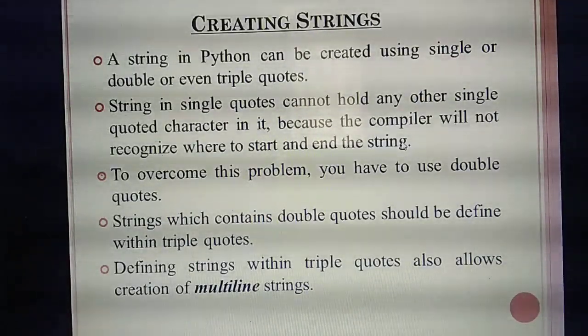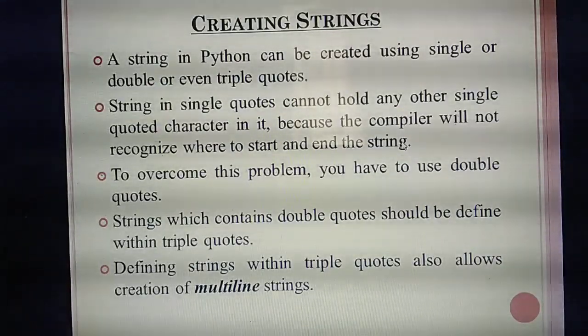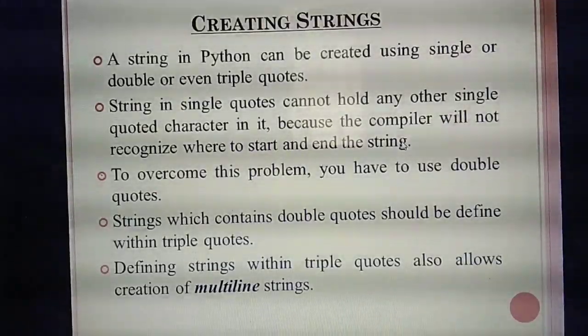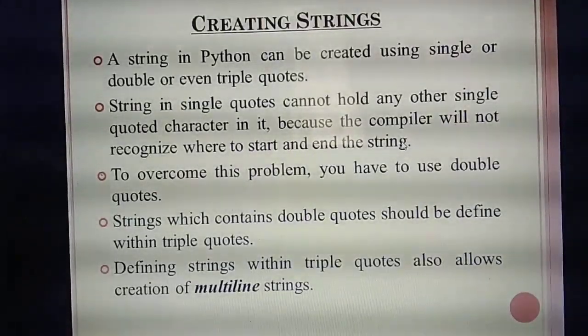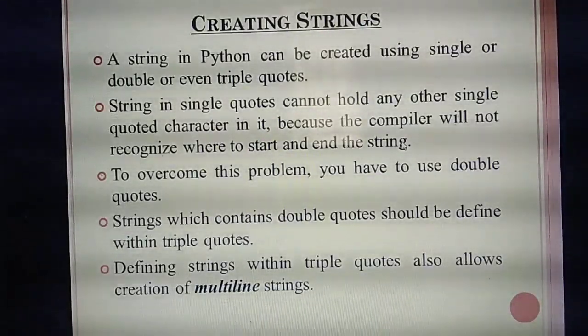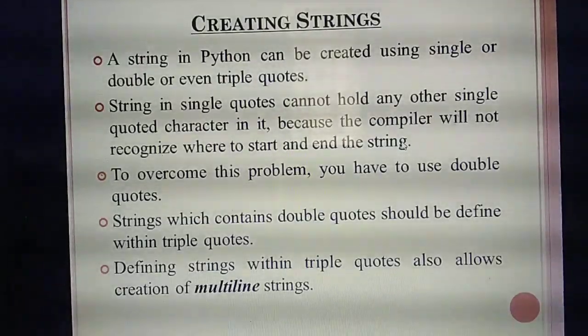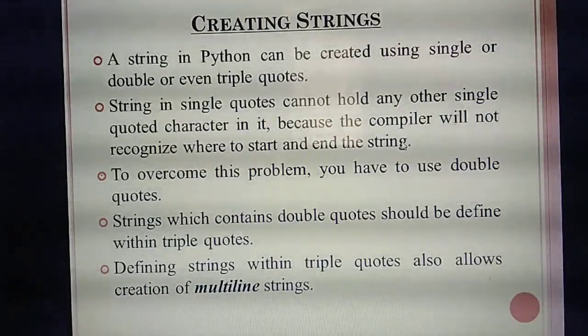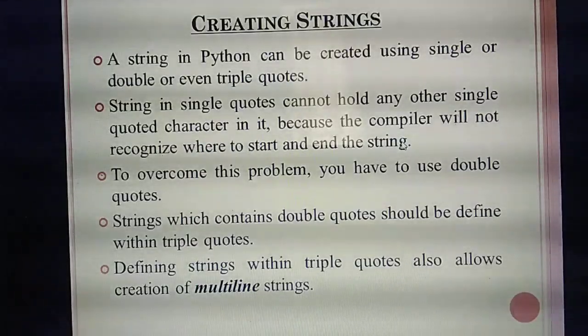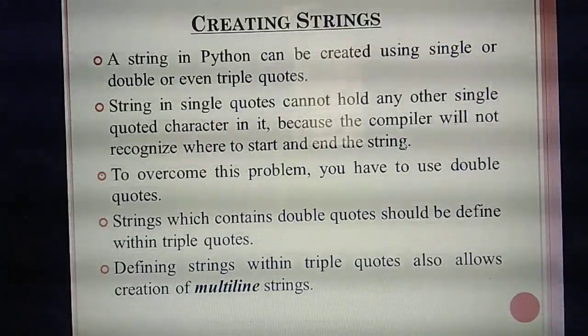So first you have mentioned the sentence in single quotes. The sentence is it's raining. It's raining means another quote will be there, isn't it? In between IT and S, one apostrophe or quote is there. So if you are using single quotes, then the compiler will throw an error. The compiler can't recognize where the string starts and where the string ends.